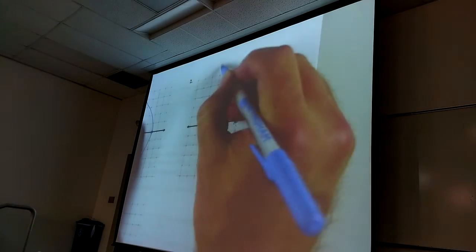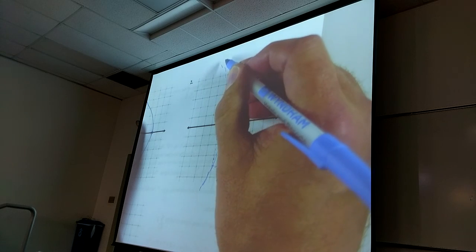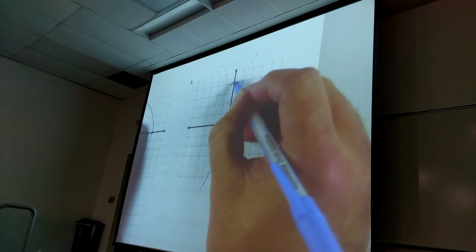So there's my little, you take them out far enough so you can follow them. So now just follow them.